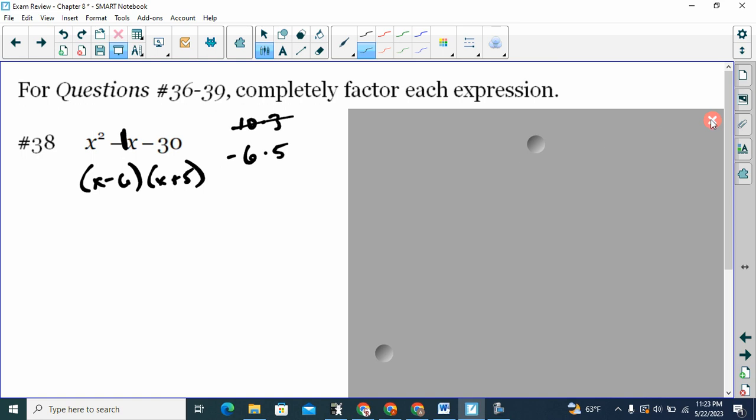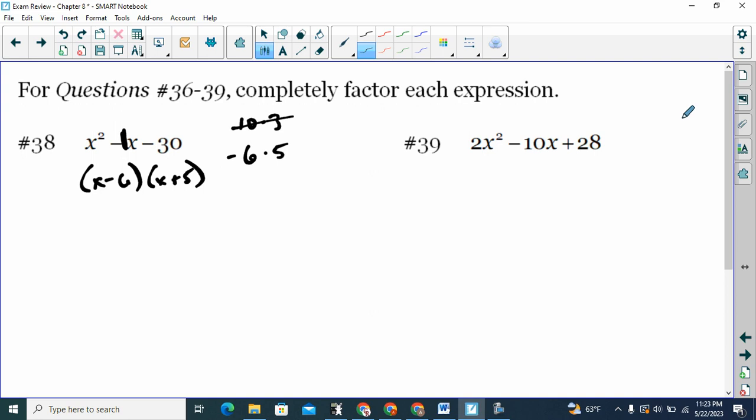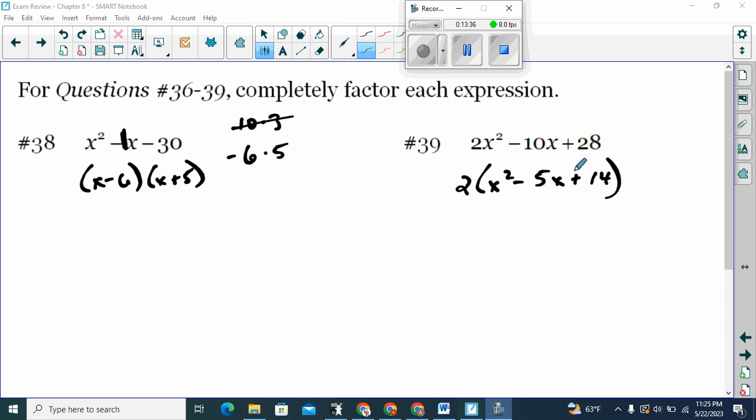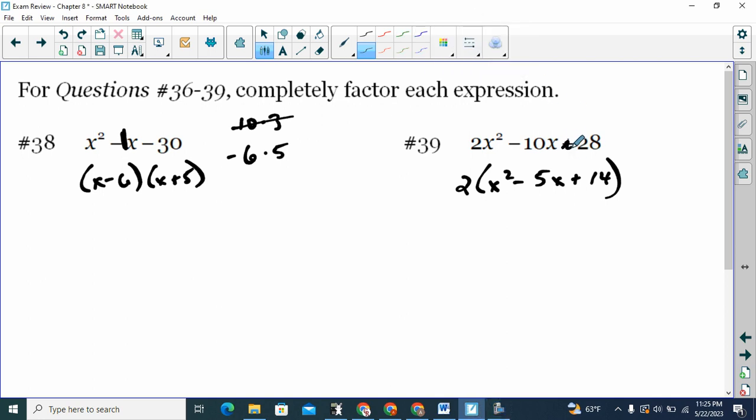And finally, number 39. 2x squared minus 10x plus 28. Two, 10, 28. I can divide those all by 2. Leaving me with x squared minus 5x plus 14. Quick fix here, this should say minus 28, sorry. So this should say minus 14.